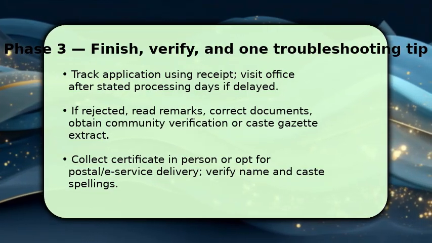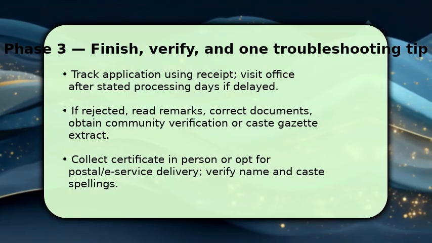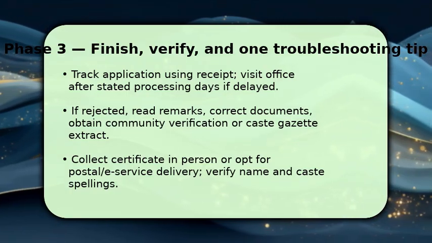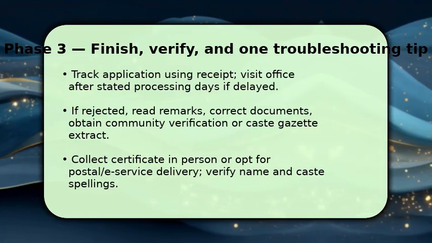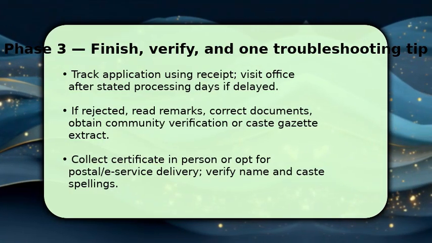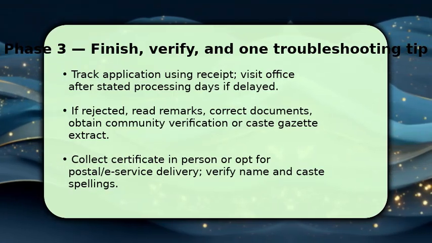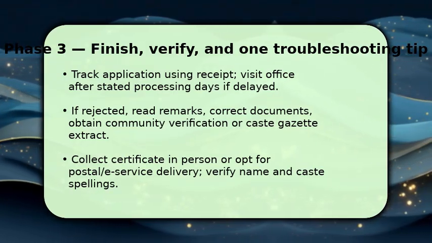If your application is rejected, read the remarks carefully, obtain the missing documents or a community verification letter, and resubmit. Alternatively, seek a caste gazette extract if local proof is insufficient. Keep copies and note the issuing stamp for future use.